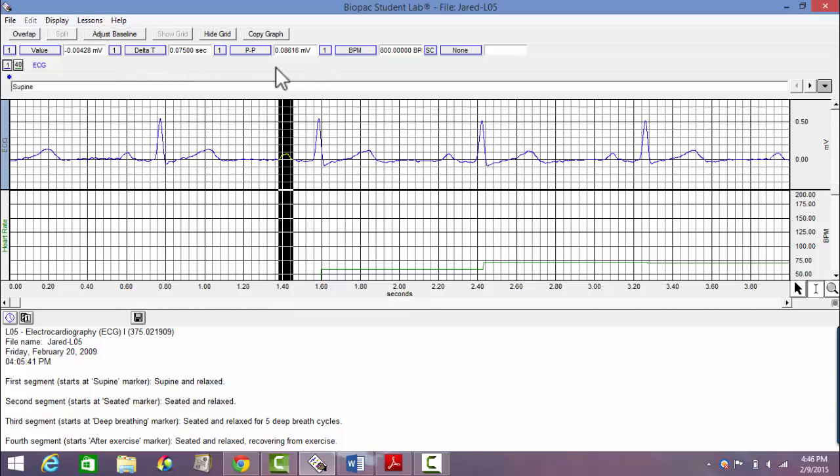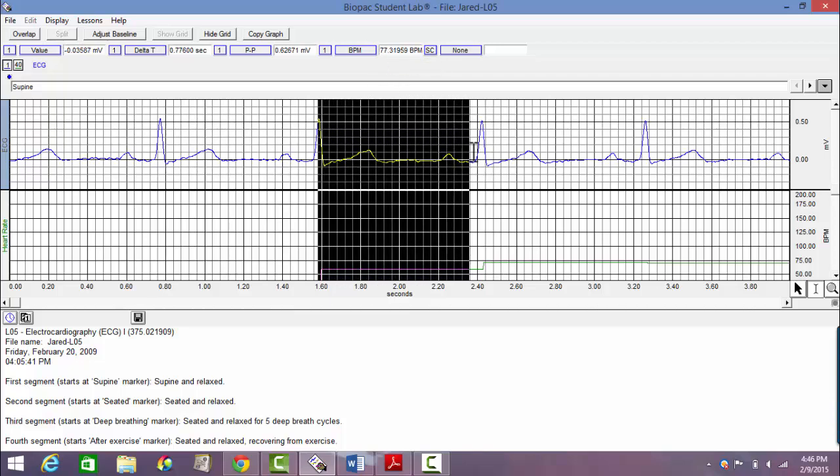If I go to the P to P measurement, this is actually measuring the high point and the low point of the wave, and then it subtracts to give me the amplitude or the millivolts. And if I go to BPM, it's telling me that if I was between two R waves with that selection, it would be 800 beats per minute. That doesn't really make sense. I would want to use that if I measured between the R waves. So that tells me that between these two cycles, it is almost 71 beats per minute. So that's how we use that.